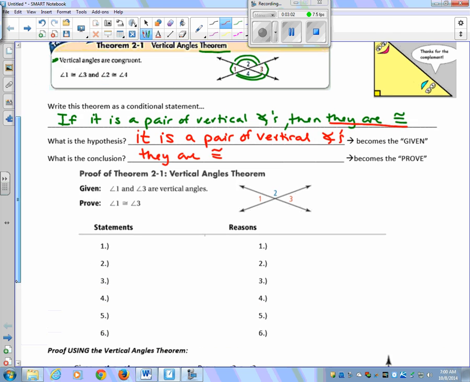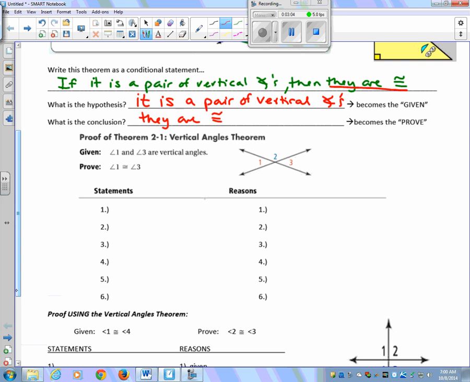So we are actually going to prove this theorem. First of all, angle 1 and angle 3 are vertical angles in our diagram. We're not going to mark them as congruent yet, actually, because first we have to prove this theorem is true, and then we'll be able to, from then on, mark all vertical angles congruent when we see them in a diagram. But first, we need to prove this theorem.